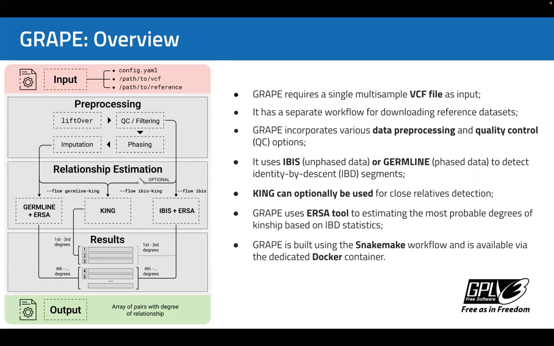GRAPE uses IBIS as the main tool for detection of identity by descent, called IBD segments, that can work with unphased data. For those who already have phased data, GRAPE provides an option to run the GERMLINE tool for the same purpose. After performing the detection of IBD segments, GRAPE uses the ERSA algorithm of maximum likelihood estimation of recent shared ancestry to calculate the most probable degrees of kinship. GRAPE is built using the Snakemake workflow and is available via a dedicated Docker container.